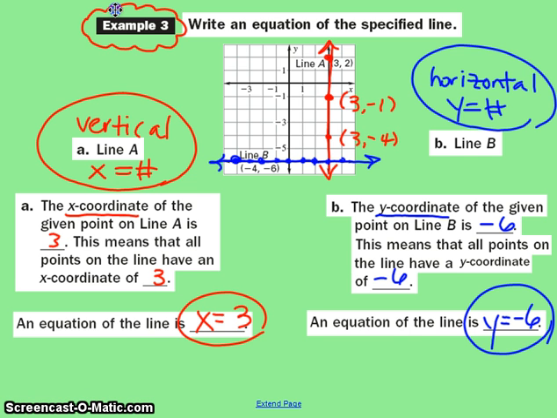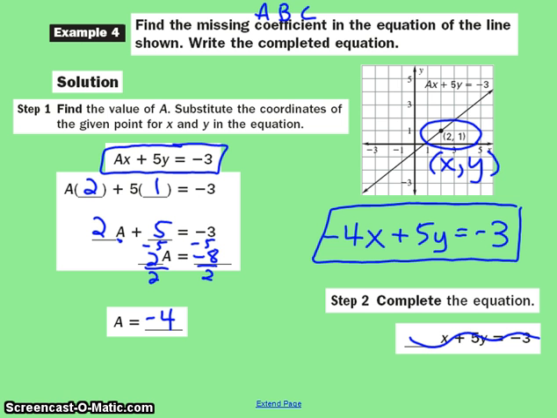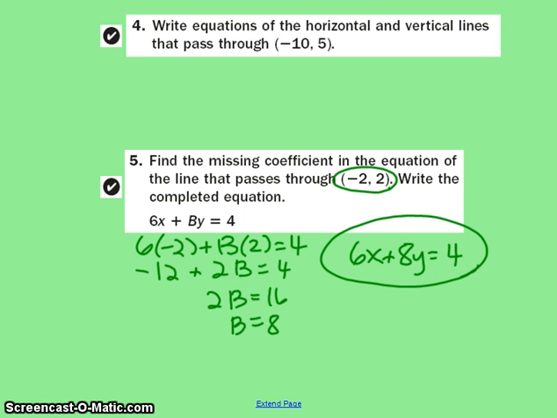Now, if you go to checkpoint number 4 in your 5.4 notes, this is the kind of problem you're going to see on your homework. They're going to ask you to write an equation for a horizontal line, and to write an equation for a vertical line for one point.